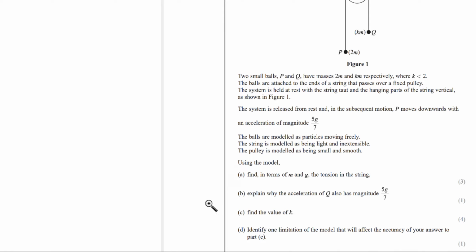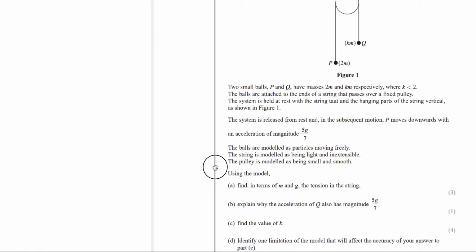So two small balls P and Q have masses 2m and km, where k is less than 2. The balls are attached to the ends of a string that passes over a fixed pulley. The system is held at rest with the string taut and the hanging parts of the string vertical, shown in figure 1. That's a standard setup, and the only useful information here is the masses. The system is released from rest, and in the subsequent motion, P moves downwards with an acceleration of 5g/7.